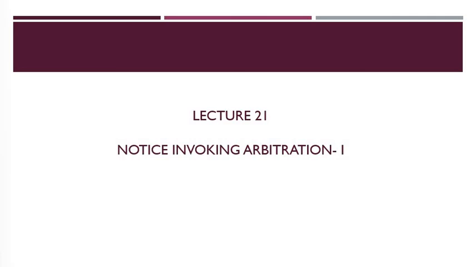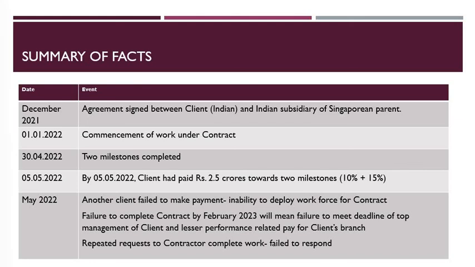To recap, we summarize the facts. December 2021: agreement between the client, which is an Indian party, and the Indian subsidiary of a Singaporean parent. 1/1/2022: commencement of work under the contract. 30/4/22: two milestones have been completed. By 5/5/22, the client had paid 2.5 crores towards the two milestones, that is 10 plus 15. May 22: the client failed to make payment to the contractor. Inability to deploy workforce for the present contract is a consequence.